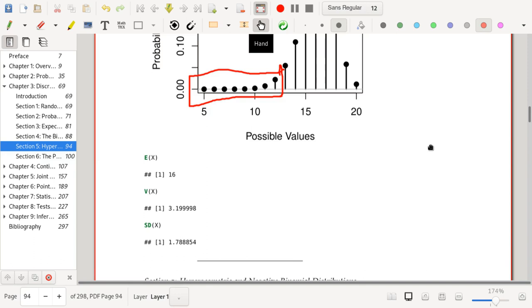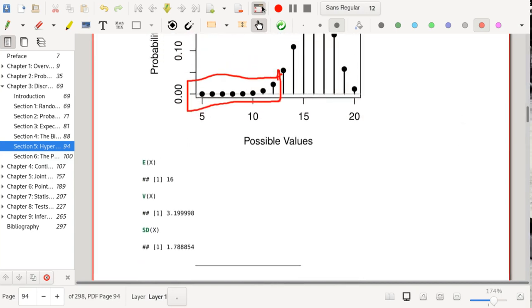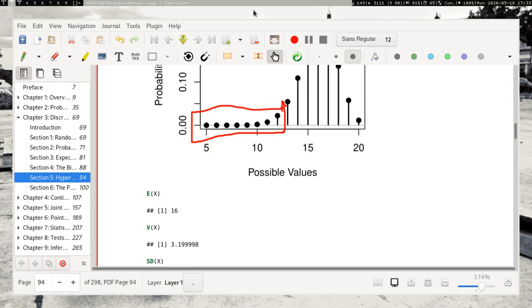Okay, so that's it for the binomial random variable. And in the next section, we will be talking about the hypergeometric and negative binomial distributions. All right, so I will see you there.